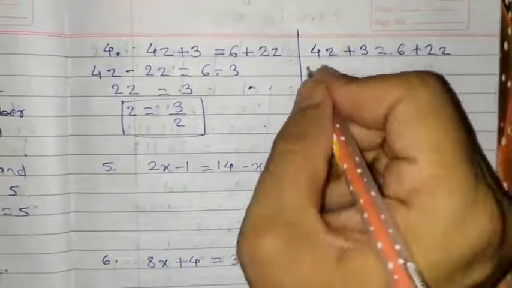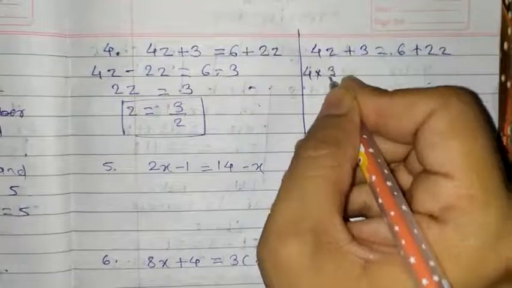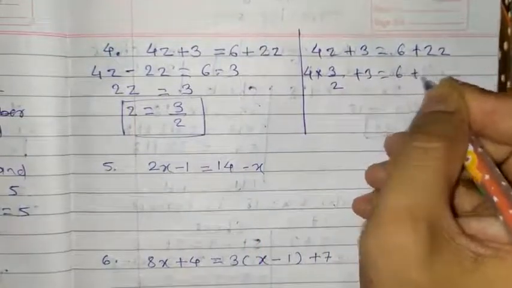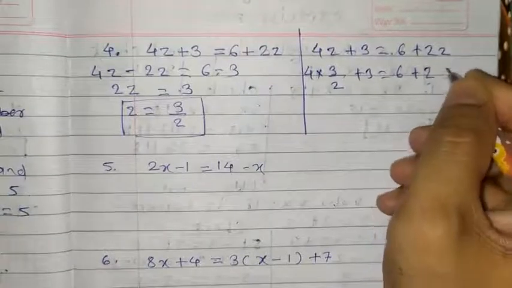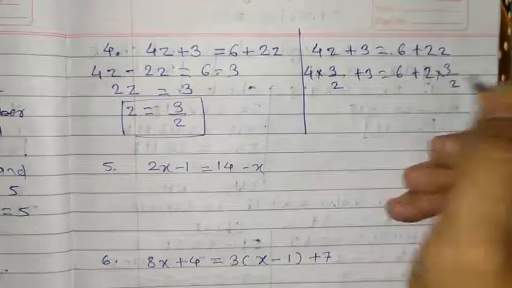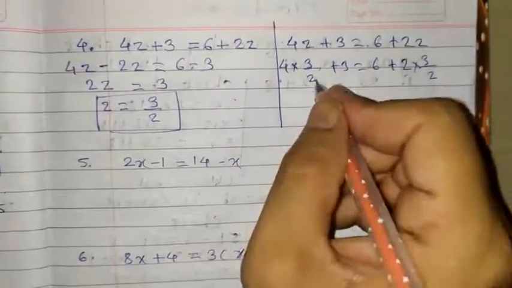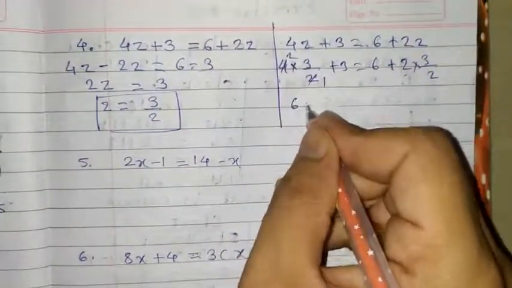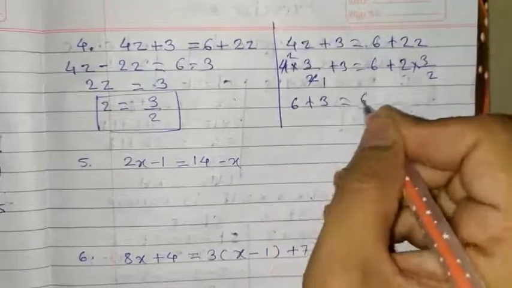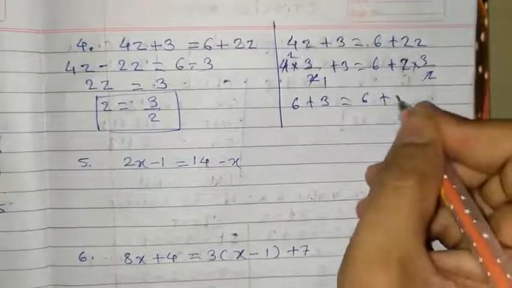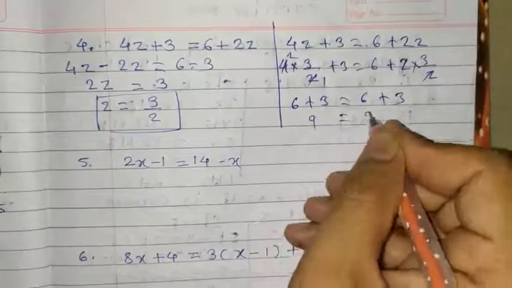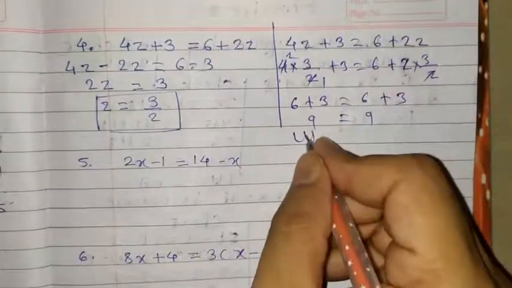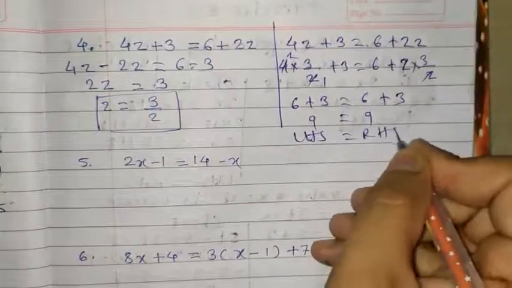So put that value 4 into 3 upon 2 plus 3 equal to 6 plus here 2. Z value is 3 upon 2. So now we solve. 2 ones are 2, 2 twos are 4. So 3 into 2 is 6. 6 plus 3 equal to 6 plus 2, 2 directly cut. So it is 3. So 9 equal to 9. So it means our answer is correct. We cross check because LHS is RHS.